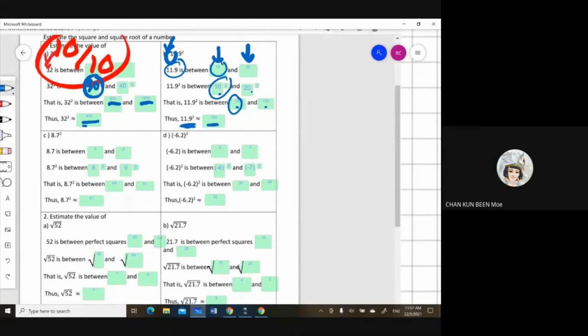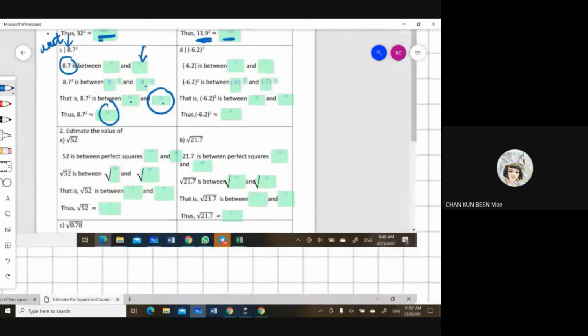Then for the third question, 8.7 squared, the place value is unit. So we choose in between 8 and 9. 8 squared is 64, 9 squared is 81. Then you determine that 8.7 is nearer to 9. So 8.7 squared is almost equal to 81. That is how you fill it in. If you haven't completed it, I've already discussed a few examples with you.